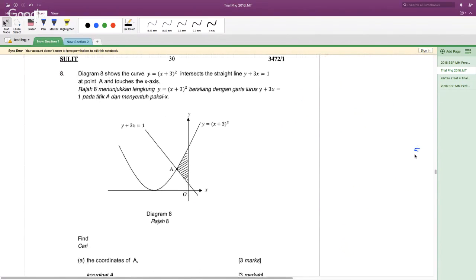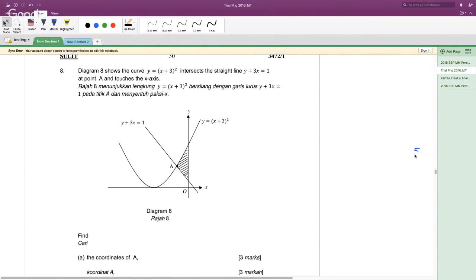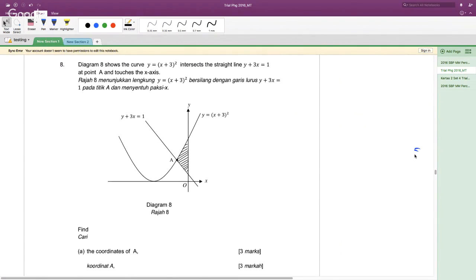Okay, question number 8. This one should be the intersection. The question tells you that you have a curve and a straight line, and the equations are given. The straight line intersects the curve at point A and touches the x-axis. You want to find coordinate A. Coordinate A is very easy because it is an intersection point, and for an intersection point we can always do simultaneous equations.